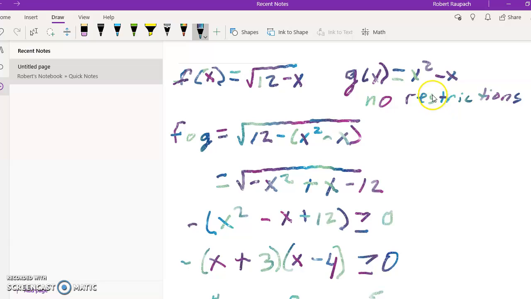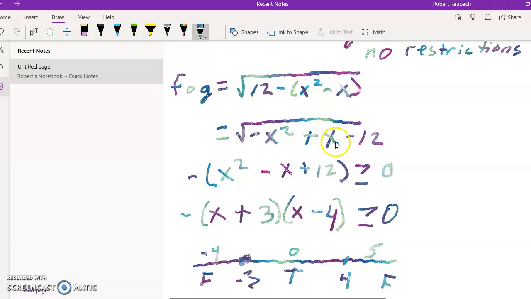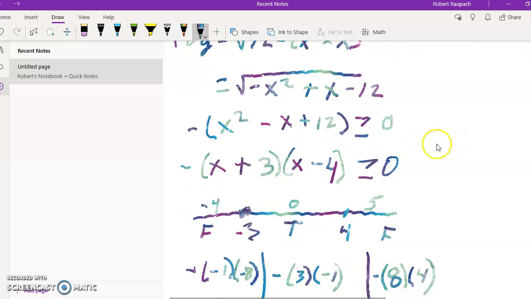There are no restrictions, okay? So then we take that g of x function and plug it into where x is here. So I get 12 minus that goes here. When I rearrange it, I get this. And then in order to factor it, I am going to put a negative outside and make that equation this.